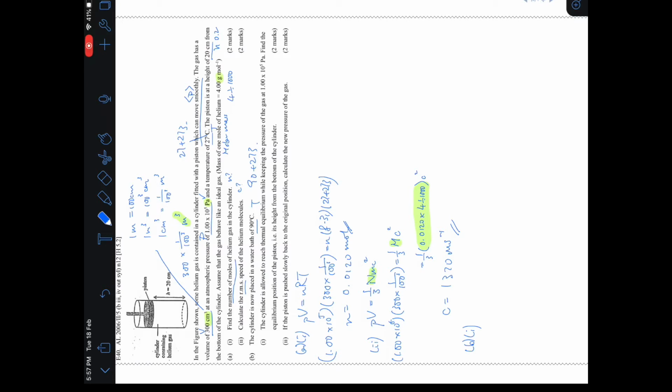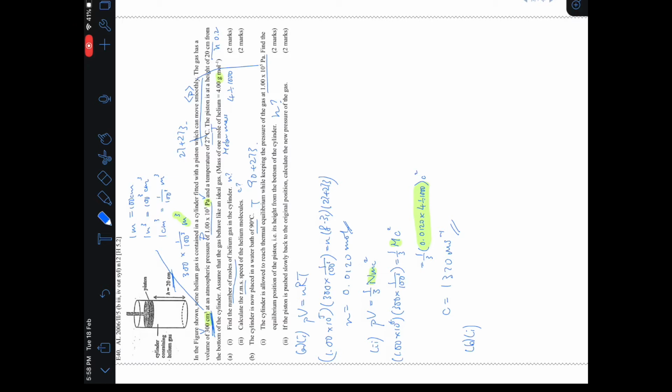The cylinder is allowed to reach thermal equilibrium while keeping the pressure at this value, because we have mentioned already that the piston is smooth so the pressure will be constant. Find the equilibrium position of the piston. That is, you want to find the new height of this. That means you want to find the volume of this. Right? Then, in fact, for your math, with the volume 300 and the height 20, you can easily find out the exact area of the base.